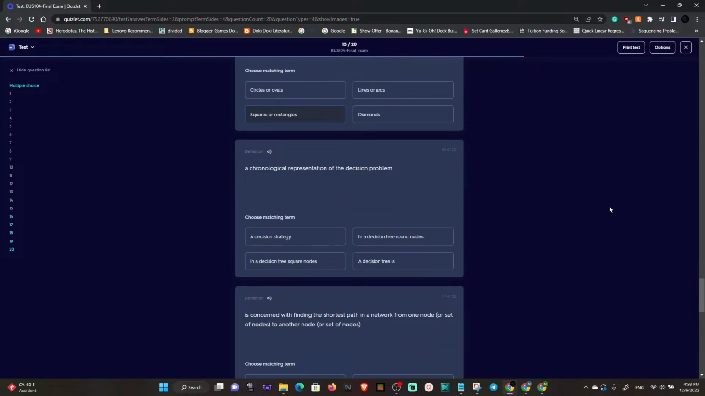A chronological representation of a decision problem. It's that thing again. Decision is a decision tree. Yep. So let me ask you a question, Hansen. Can you draw a decision tree? Yes. The squares are the decisions, and circles are the chance nodes. Yeah, your states of nature. Can you draw one as big as I did?